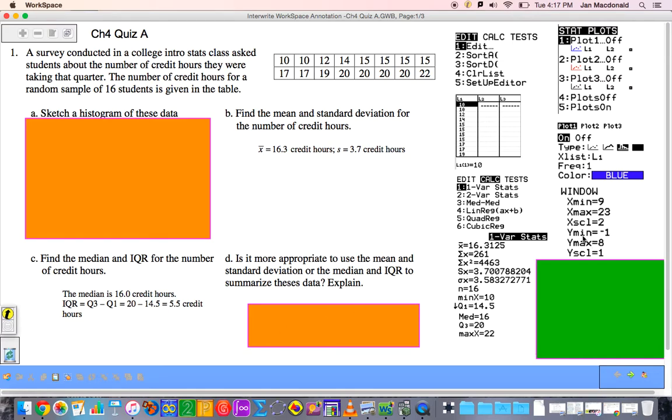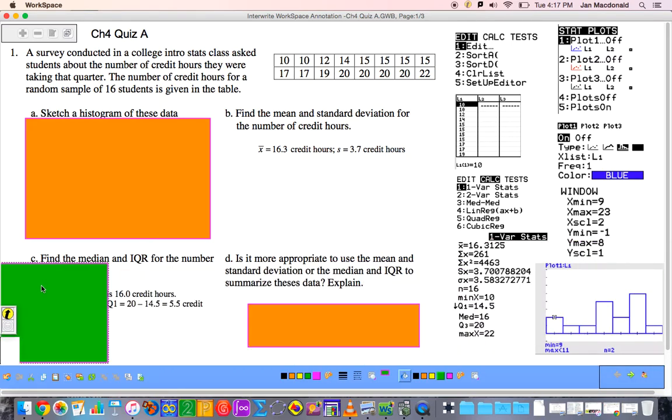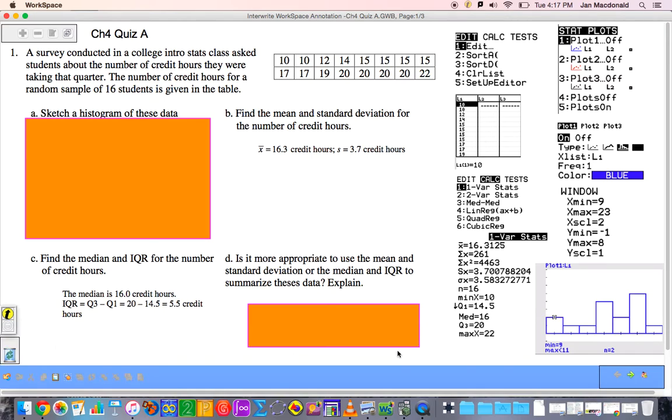Then let's talk about our y min. I know there's at least 0 entries in each bar. However, I show y min is -1 so I can see where the x and y axes meet. For my y max, there's certainly no more than 8 of any particular data type, so that's plenty. And I'm going to scale my y-axis by 1. Now I'm going to hit the graph key. And voila! Here is my histogram in my graphing calculator.